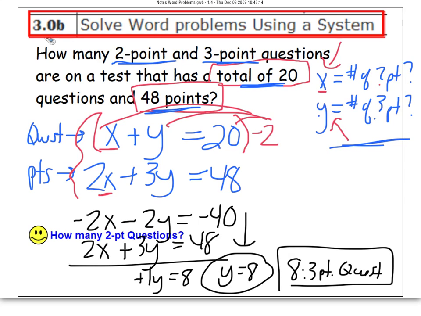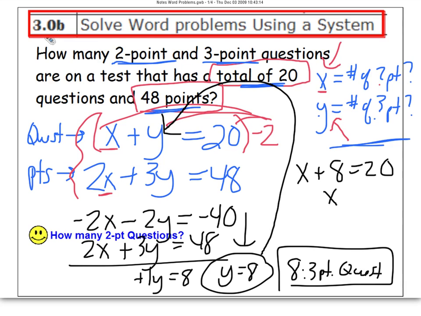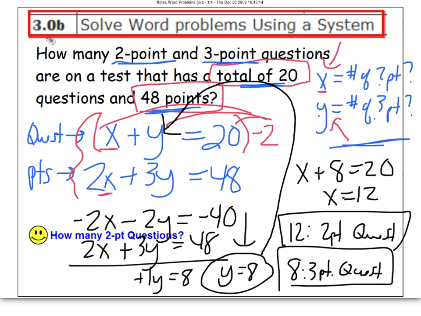Well, if there's 8 3-point questions, how do you find how many 2-point questions there are? Well, just like we did before, put y of 8 back into this equation. If you do that, it would say x plus 8 equals 20. To solve, you would subtract 8 from both sides and get 12. Then you can answer that. Well, what is x? Put it in a real life context, because this is a word problem. You wouldn't say, oh, x is 12. You would say, oh, there's 12 2-point questions. And we have actually answered the question.